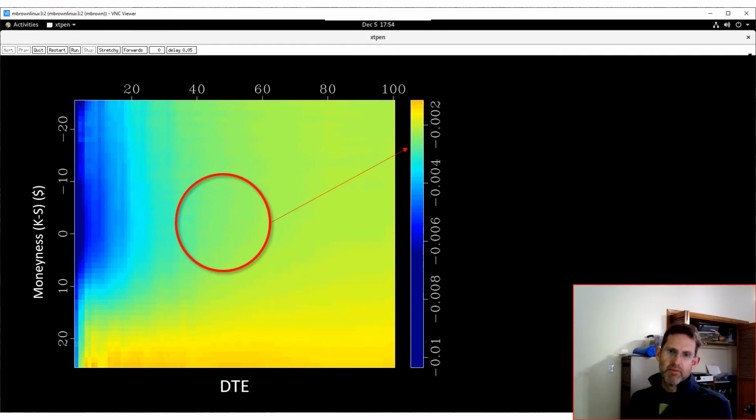A more realistic example is the circled region here, which is kind of puke green. It's a slope of about minus 0.003. This is like an at the money call with about 50 days to expiration. If the IV of that option today was 20% and the stock price increases by $10, then the IV tomorrow would drop by 10 times minus 0.003, or minus 0.03. In other words, the IV would fall from 20% down to 17%, and that intuitively seems reasonable.